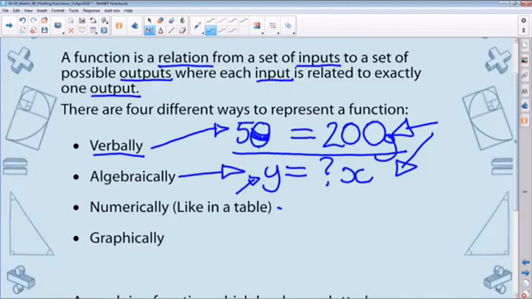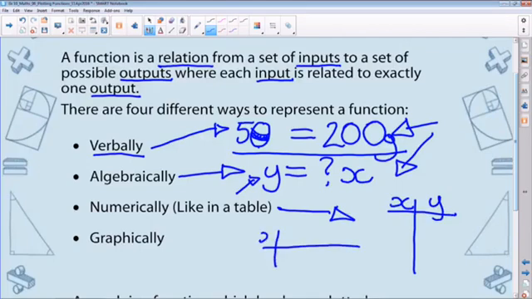Now, numerically, it can be represented as a table. And I'm going to draw a table like this, where I have my x on the one side and my y on the other side. You may have drawn tables like this, where your x is on top and your y is on the bottom. Both of them are perfectly correct. Now, in my case, I ate 5 Easter eggs and I gained 200 grams. I eat 10 Easter eggs and I gain 400 grams. And so on and so forth.